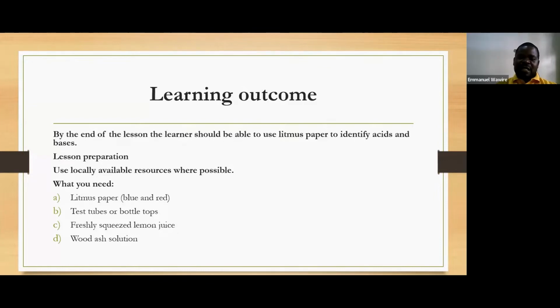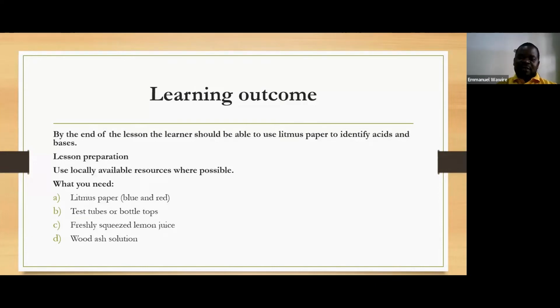As you can see from the slide, number 1, number 2, the learners need to have litmus paper, both blue and red. They need to have test tubes, because there are some schools that do not have test tubes. So it is upon the teacher to improvise and bring in apparatus that are available. That's why I mentioned bottle tops. Then they require freshly squeezed lemon juice and wood ash solution. These are the items that the teacher needs to provide prior to the lesson.